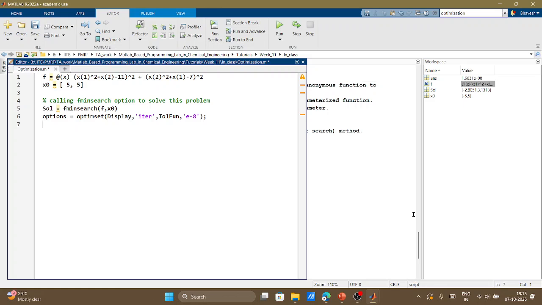Now again, when I do solve, is equal to f mean search, this time f, x0 and options, and let's run it.